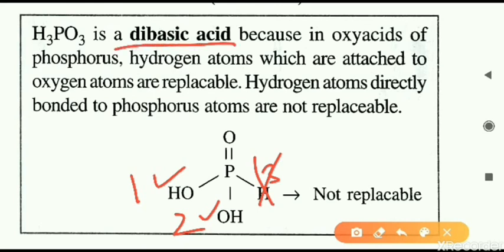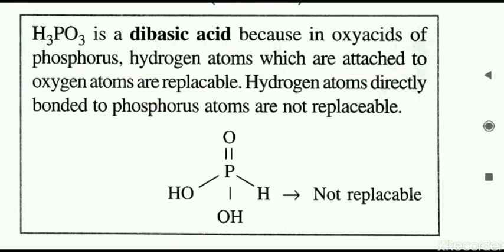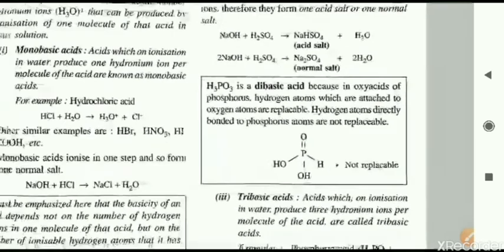The reason is also given there. The hydrogen atoms must be attached to an oxygen atom. Only these are replaceable. They can only leave. Other atoms which are directly attached to the central atom, like here phosphorus is attached to hydrogen, cannot be replaced. It will not leave the molecule.